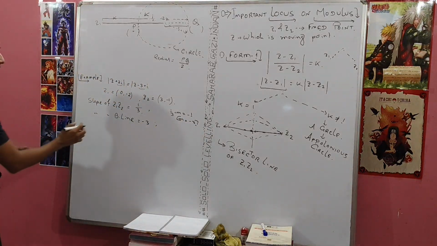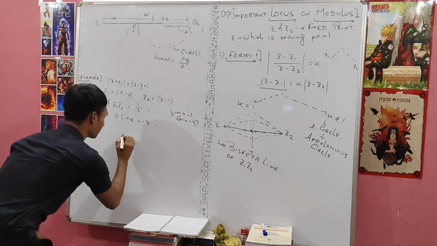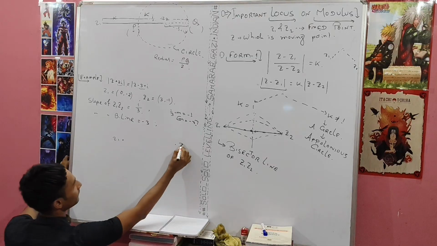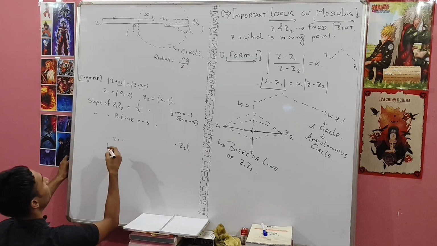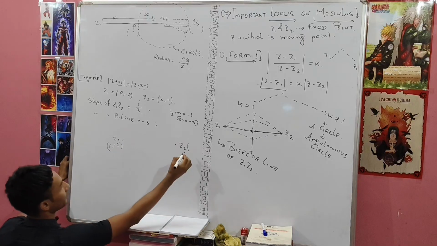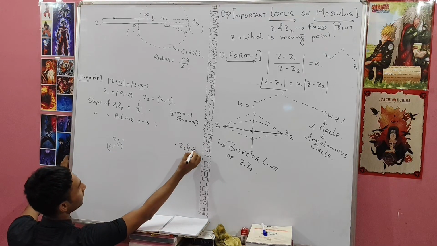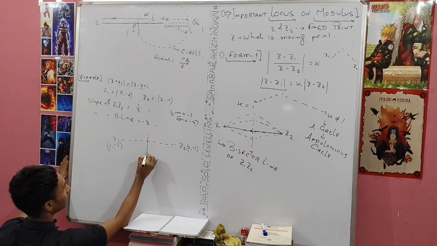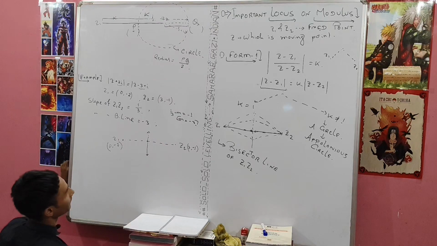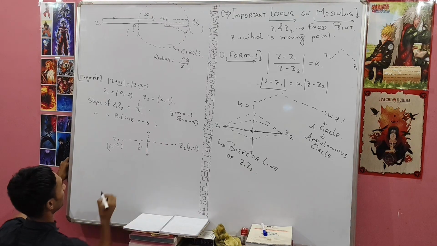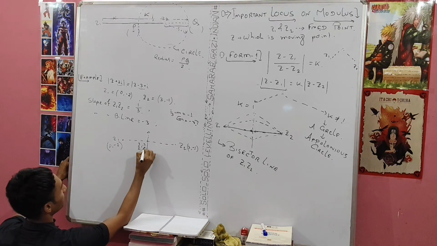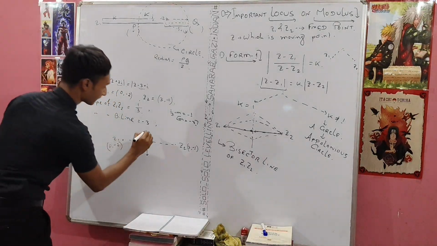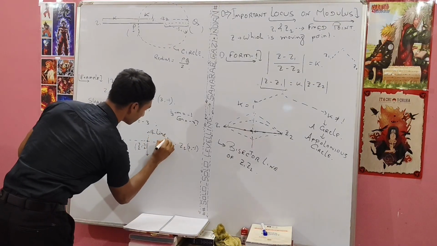Okay, now the middle point. This is z1, this is z2. z1 is 0 minus 2, z2 is 3 minus 1. The middle point is 3 by 2 comma minus 3 by 2, right? Yes, and this is the bisector line. This is the bisector line.